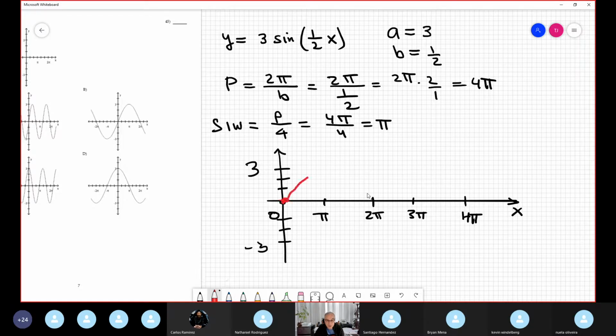0, 0, maximum, minimum, sorry, not 0. Minimum is negative 3. And this is this. Okay, I am not drawing well. The graph of the sine and cosine is a smooth curve like that, not like that. Okay? So I have a rough idea of how it looks.